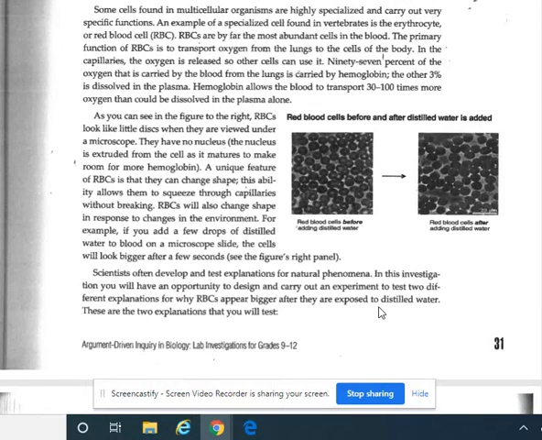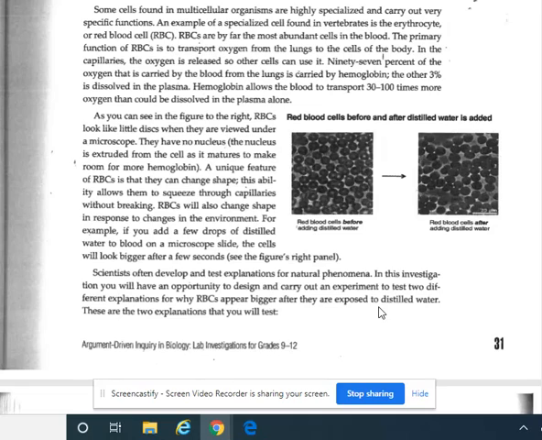As you can see in the figure to the right, red blood cells look like little discs when they are viewed under a microscope. They have no nucleus. The nucleus is extruded from the cell as it matures to make room for more hemoglobin. A unique feature of red blood cells is that they can change shape. This ability allows them to squeeze through capillaries without breaking. Red blood cells will also change shape in response to changes in the environment.